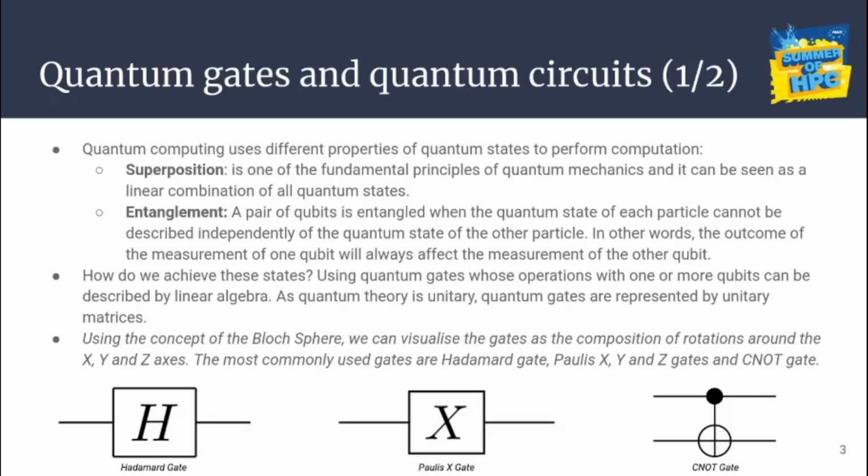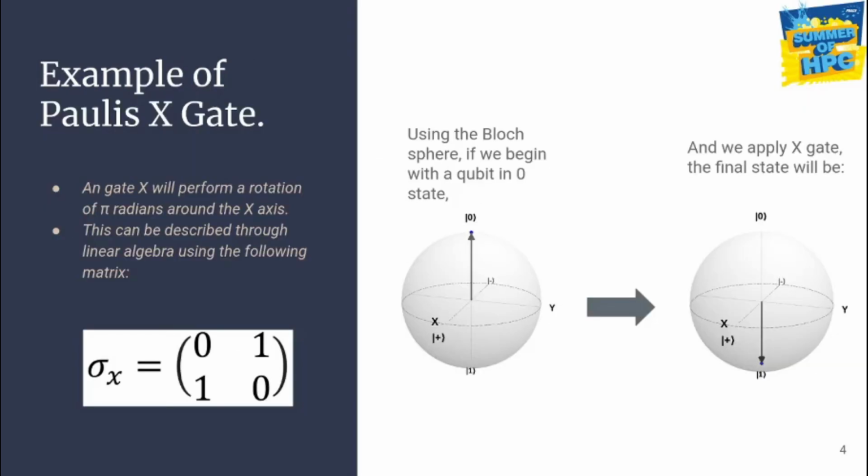Quantum computing uses different properties of quantum states. We are talking here about superposition and entanglement. In order to achieve them, we introduce the concept of quantum gates, which are nothing more than unitary matrices that perform operations on qubits. We can highlight the Pauli gates, Hadamard gate, and CNOT gate represented in our slide. Being unitary matrices, if we represent the qubit on the Bloch sphere, applying the X gate is nothing more than performing a rotation around the X-axis.